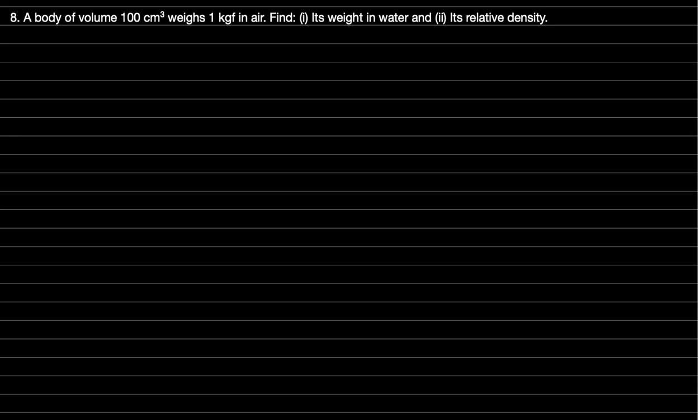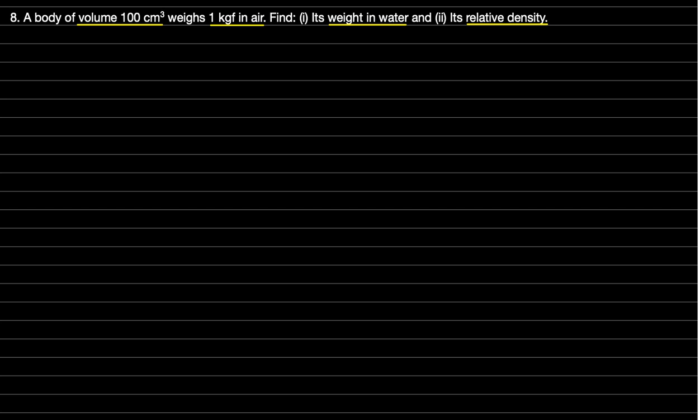Now it's given a body of volume. So volume is given as 100 centimeter cube, weighs 1 kgf in air. So weight in air is 1 kgf. We need to find its weight in water, and we need to find relative density. Now here we need to use something from the previous exercise. The previous exercise was done on a formula, upthrust is equal to V into rho into G. So we would be needing this here.